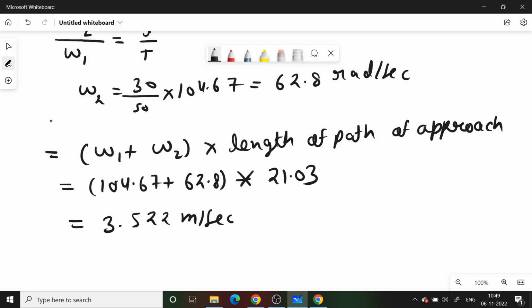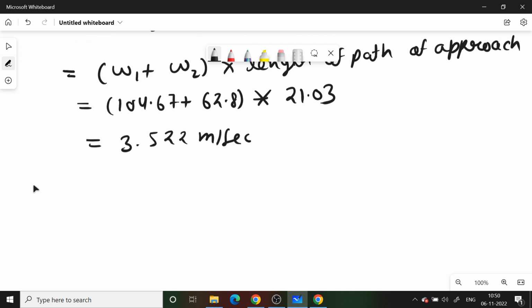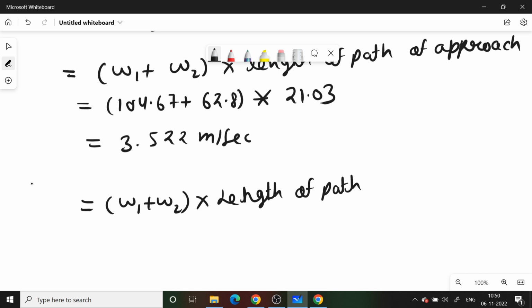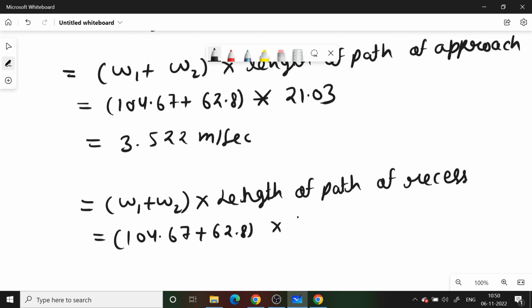And sliding velocity of disengagement will be omega 1 plus omega 2 into length of path of recess. This is 104.67 plus 62.8 into 34.2. It will be equal to 5.727 meter per second. Okay.